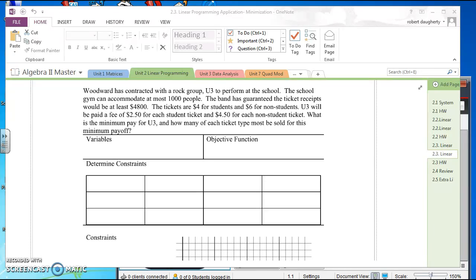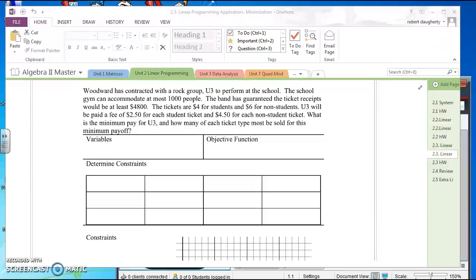Okay, section 2.3, second example problem. Woodward has contracted with a rock group U3 to perform at the school. The gym can accommodate at most 1,000 people. The band has guaranteed the ticket receipts would be at least $4,800. The tickets are $4 for students, $6 for non-students. U3 will be paid $250 for each student, $450 for each non-student.